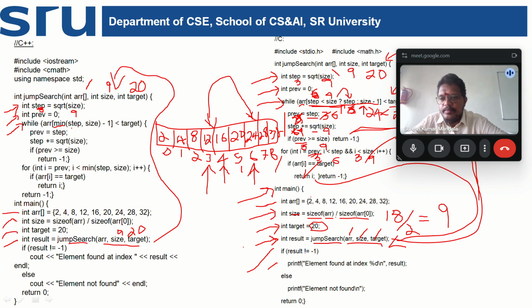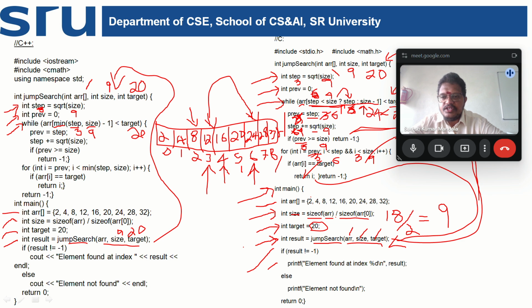What is the value present in the step? In the step we have the value 3. What is the size we are having? 9. So within that, what is the minimum value? 3. So ARR of minimum, it will be 3. 3 minus 1, what is the value? 2. ARR of 2, what is the value we are having? 8. 8 is less than the target value. What is the target value? 20.